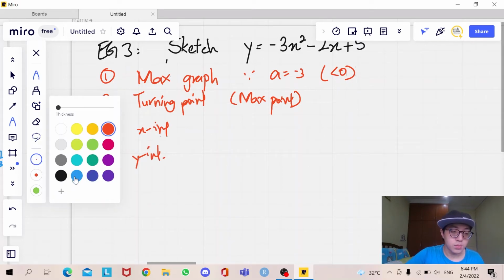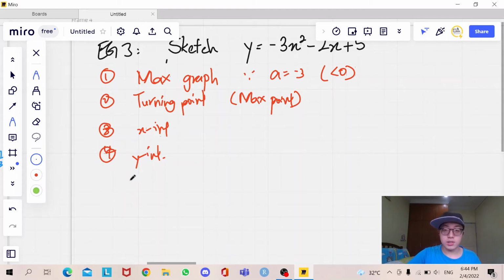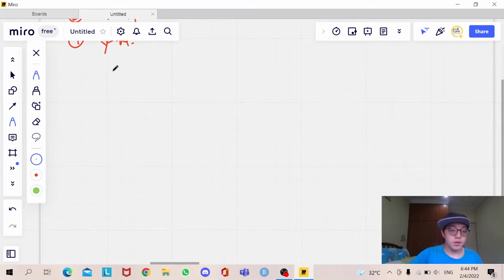The first thing here, we are going to complete the square. Always complete the square whenever you get a quadratic equation. It's surely going to have some use because after you complete the square, you can find the x-intercept, y-intercept, or even the turning point. So always complete the square when you get a quadratic equation.